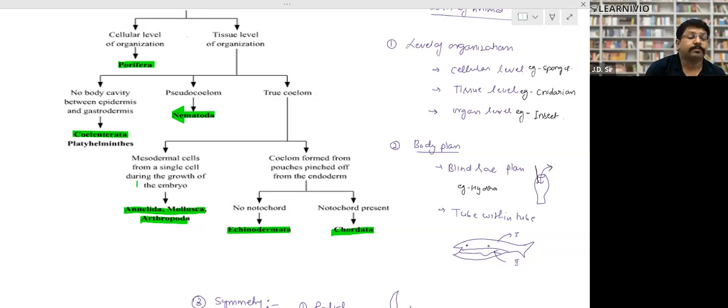This opening functions as both mouth as well as anus.